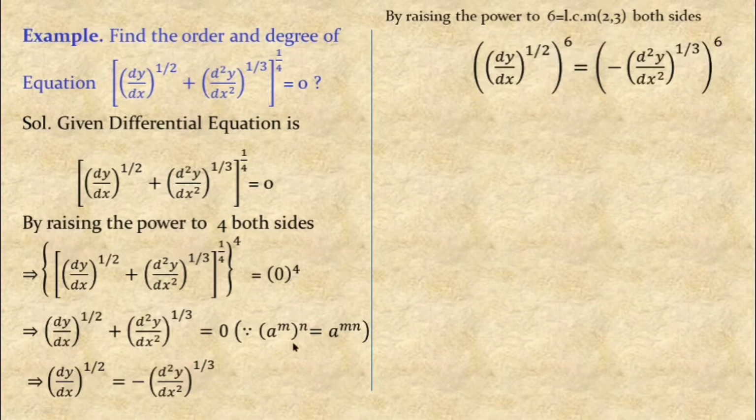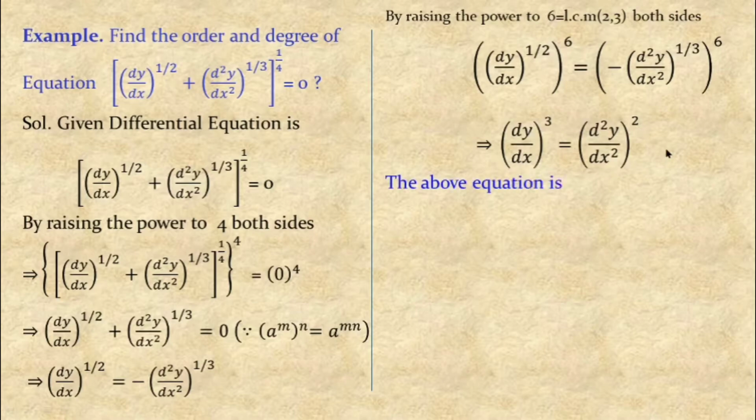Now again using this formula, (a^m)^n is equal to a^(mn), this term becomes whole cube and this term becomes whole power 2. (-1) whole power 6, again a positive number, that's why we get this. Now this is a polynomial form, because (dy/dx) whole cube has a positive integer exponent, and (d²y/dx²) whole square is also a part, so it is a polynomial form. So the above equation is in the polynomial form.